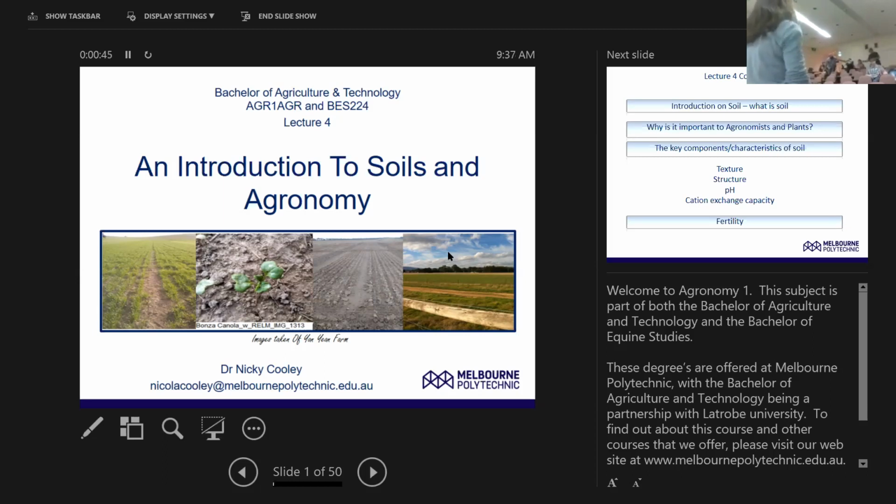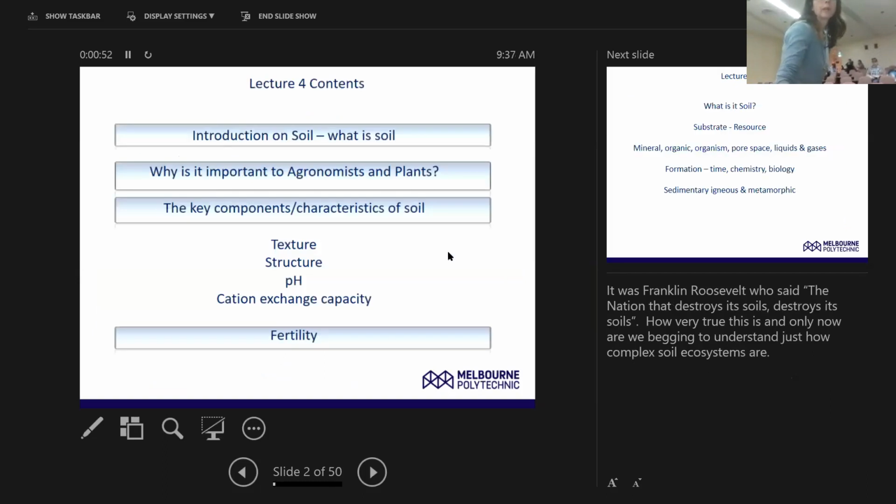So all we're going to do is introduce how soils enable plants to grow. In this topic, we're going to introduce soils. We're going to understand, hopefully, why soil is so important to agronomy. And then we're going to talk about the key components or characteristics of soil, which are texture, structure, soil pH, cation exchange capacity, and fertility.